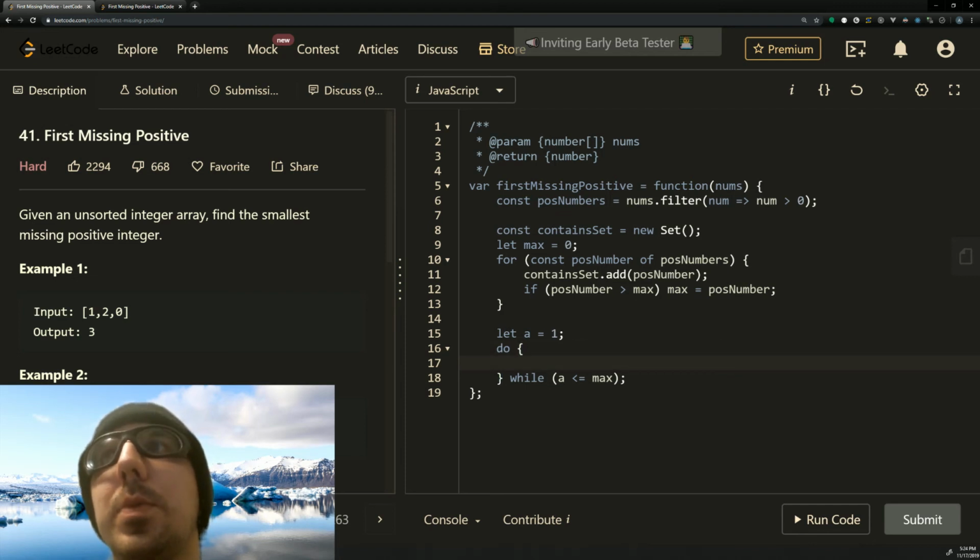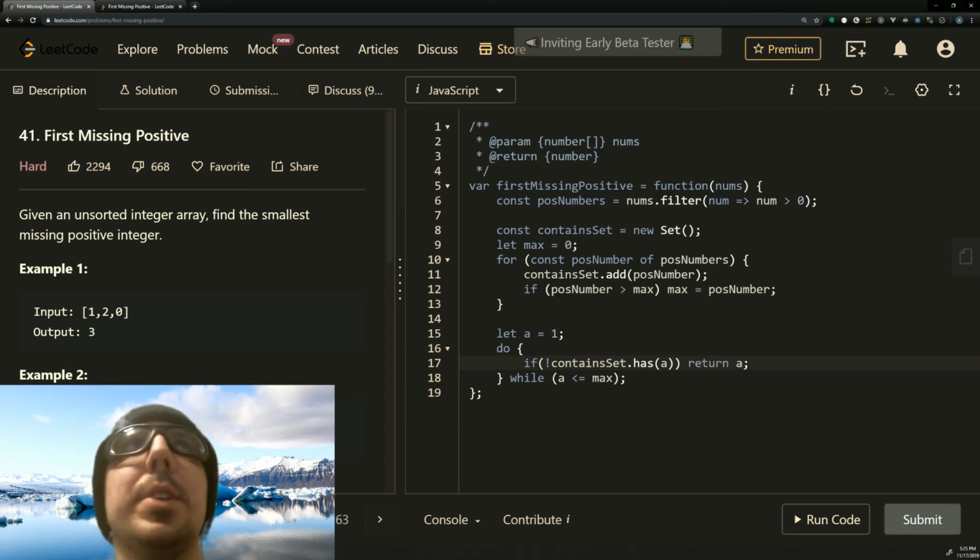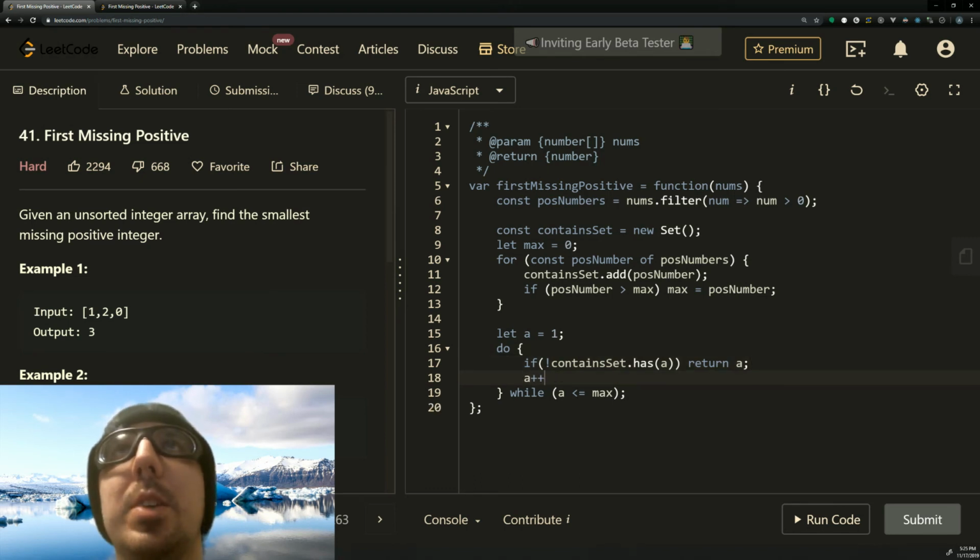So what we're going to do is check if our contains set has the given value. And if it does not, that means we want to return that value, because that's going to be the missing value if our set didn't have that number. And then we're just going to increment A.